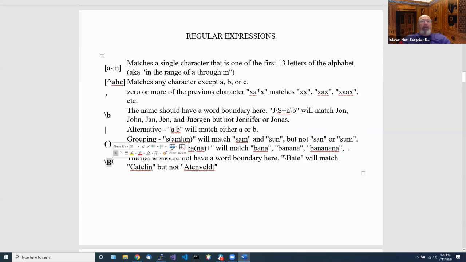Slash capital B is the inverse of the slash lowercase b. This name should not have a word boundary here. So backslash capital B, ATE, will match Caitlin because ATE comes after a C, but it will not match Atenveldt because the ATE is the beginning of the word.